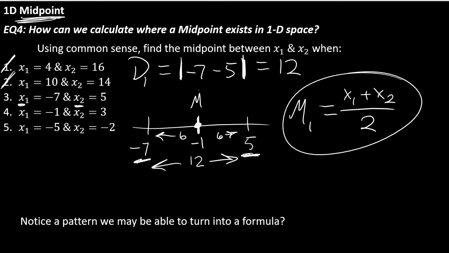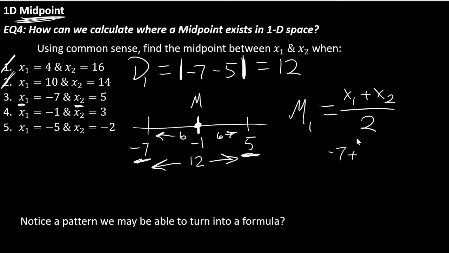So let's see if this formula actually works out the way that we need it to. So x1 is -7, plus 5, all over 2. We end up with -2 over 2. And that is in fact -1. Okay, so pretty straightforward. And that's exactly how this formula works every single time, over and over again.